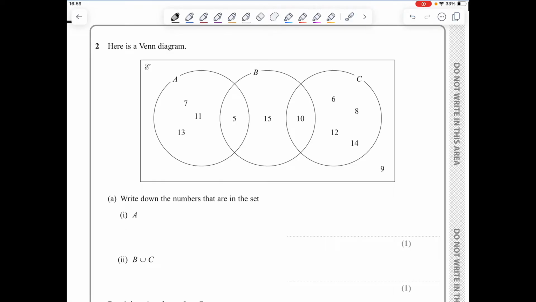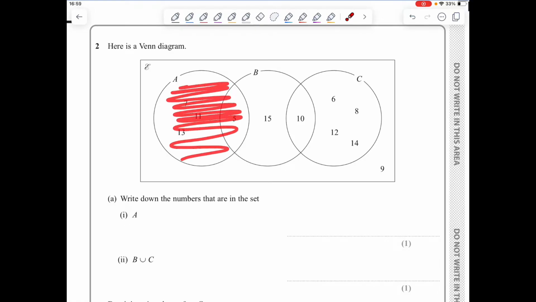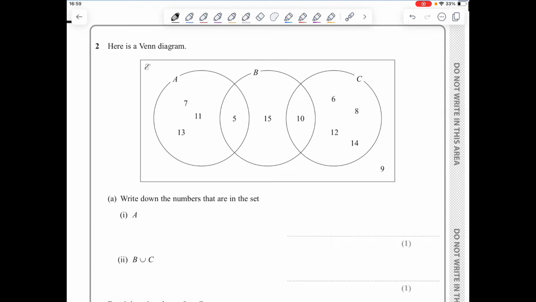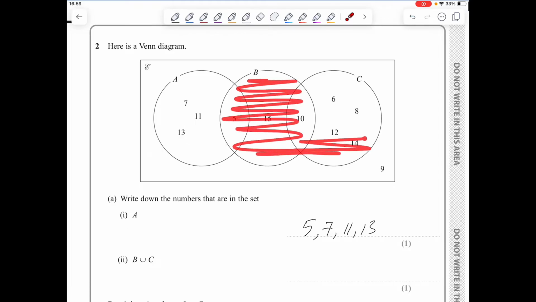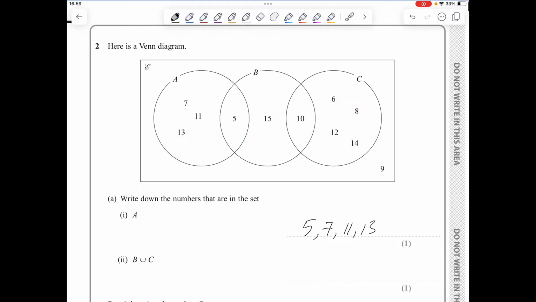For question 2, part A(i), set A consists of this region here. So the elements in this region are 5, 7, 11, and 13. For part (ii), B union C is this region here. So the elements in this region are 5, 6, 8, 10, 12, 14, and 15.